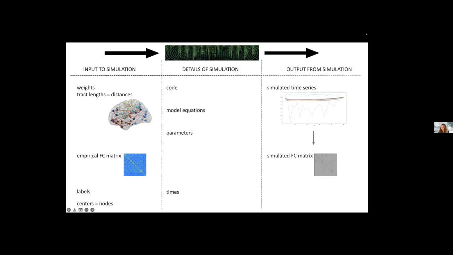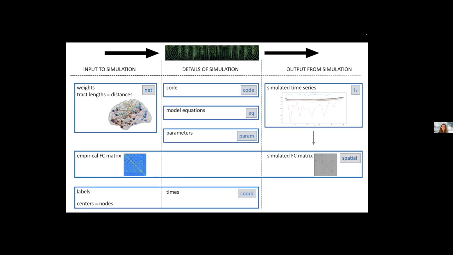All right, so let's put it in the folders that Micha suggested, and here we go. Most of the folders I find very intuitive. Code is in the folder code, equations, EQ, param, then net for network. Then you have spatial information where we put the functional connectivity matrix, something spatially, all the pairwise connections. And you have TS for time series, and coord for coordinates of times, labels, and nodes here.